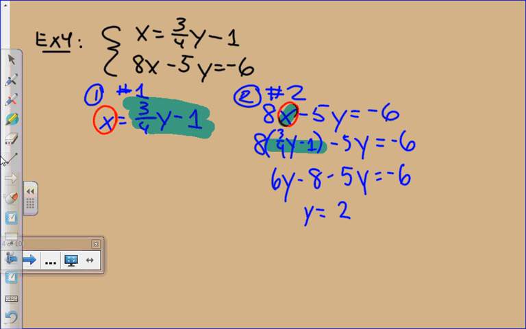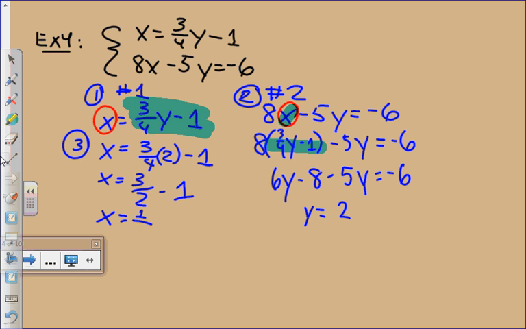And we have y, what do we need? So that's 3 here. So that's 3. x equals, instead of writing y, we write 2 over 4, and we can multiply across. Equals 2 over 4 reduces to 3 halves. So 3 halves take away 1, or 3 halves minus 2 over 2, is 1 over 2.